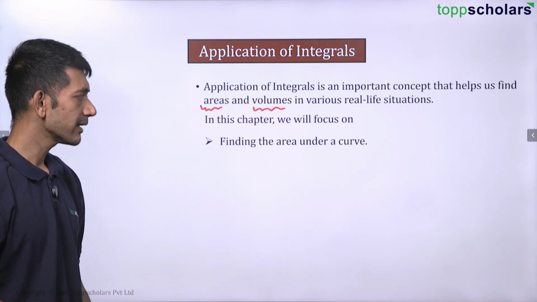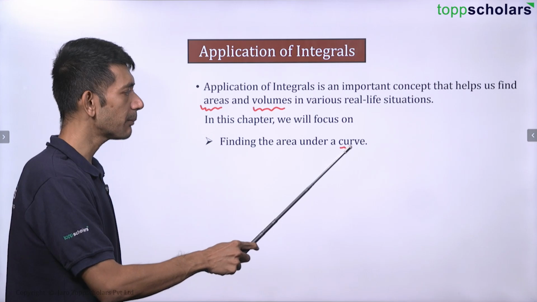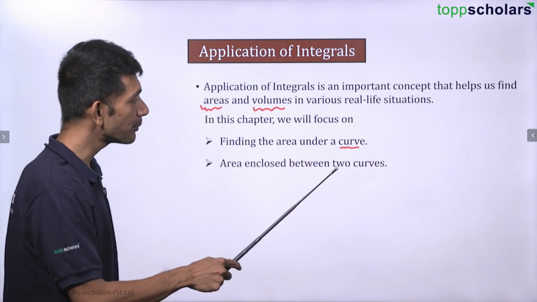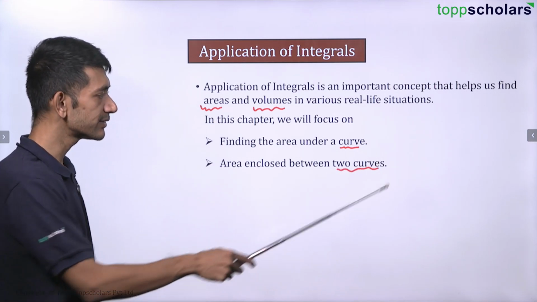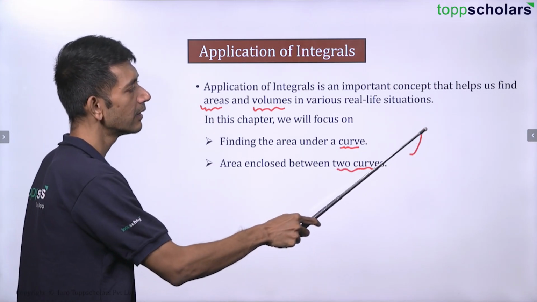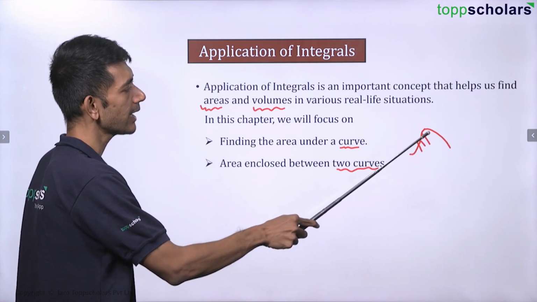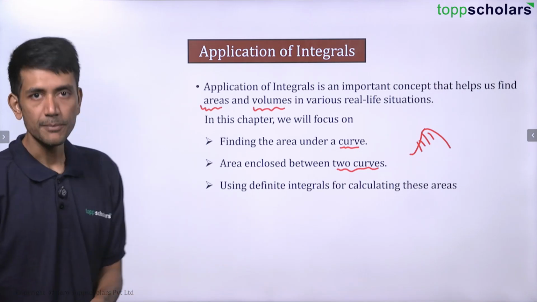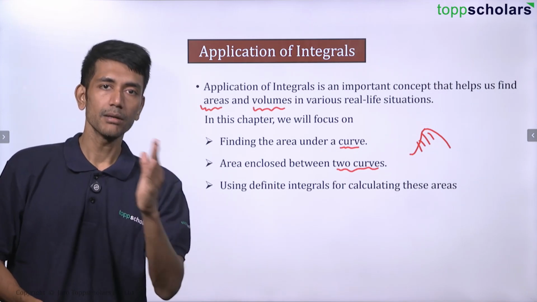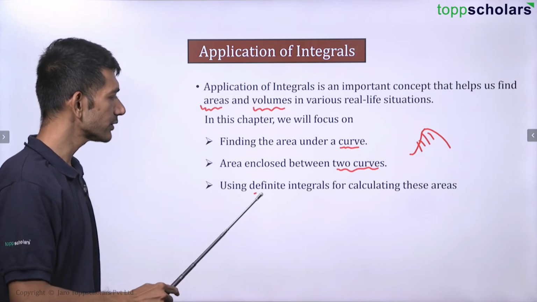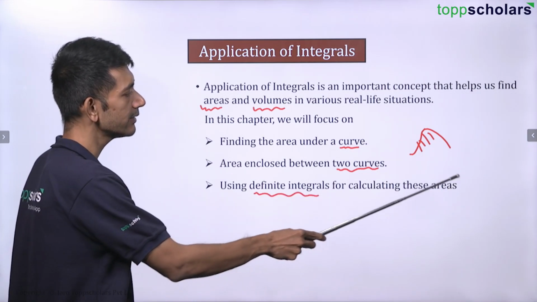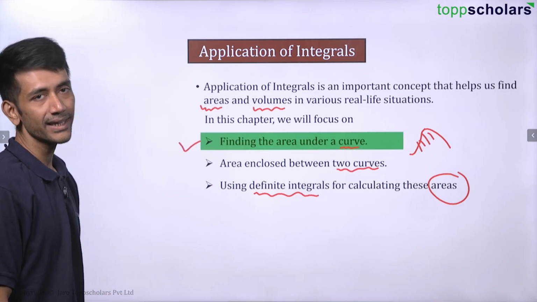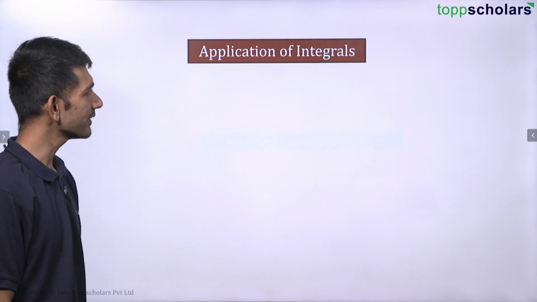In this chapter, we'll basically focus on how to find out the area under a particular curve. Then we will see how to find out the area enclosed between two curves. If there are two curves, we're supposed to find out the area between the two curves. We're going to see that as well. Obviously, we'll use definite integrals. We need the limits, right? The upper limit, the lower limit here. So we will use definite integrals for calculating these areas, right? And then finally, we'll move on to finding out the area under the curve. So let us begin with that.